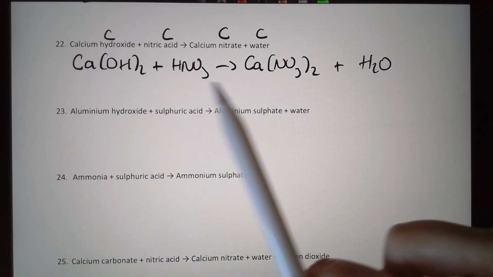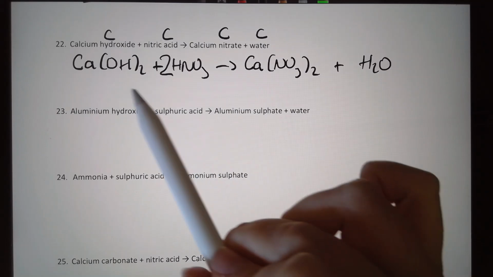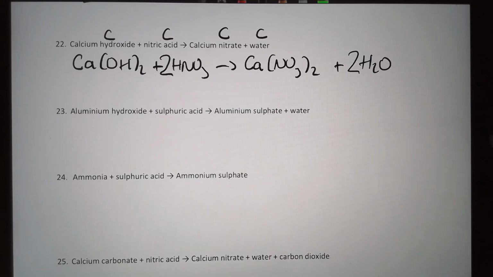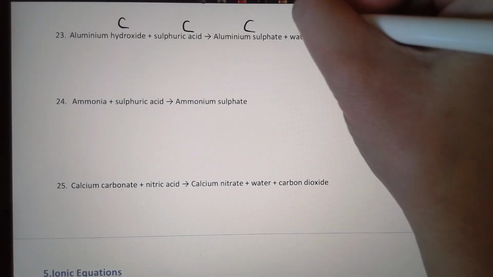To balance, I've got 1 calcium on each side, 2 nitrates there. I'm going to need 2 nitrates there. That gives me a total of 4 hydrogens there. So I'm going to need 4 hydrogens there, 2 oxygens, 2 oxygens. It's now balanced. Aluminium hydroxide, sulfuric acid. I've got compound, compound, compound, compound.